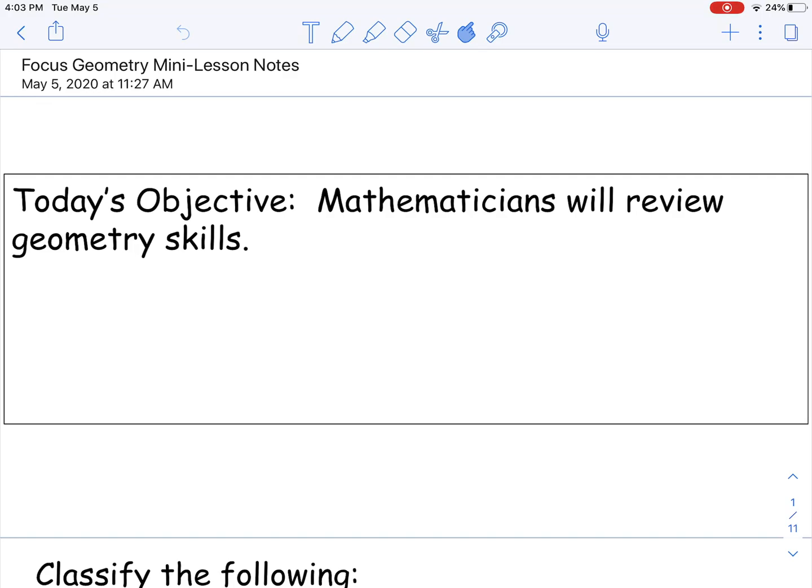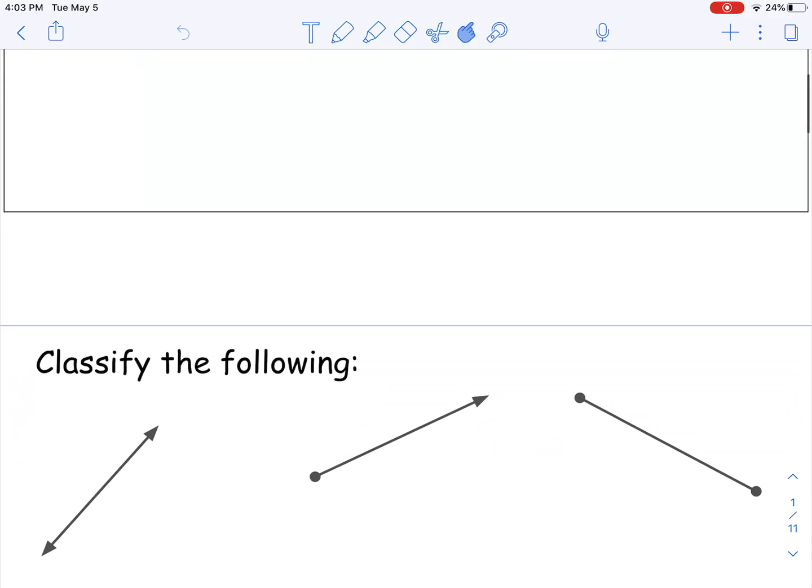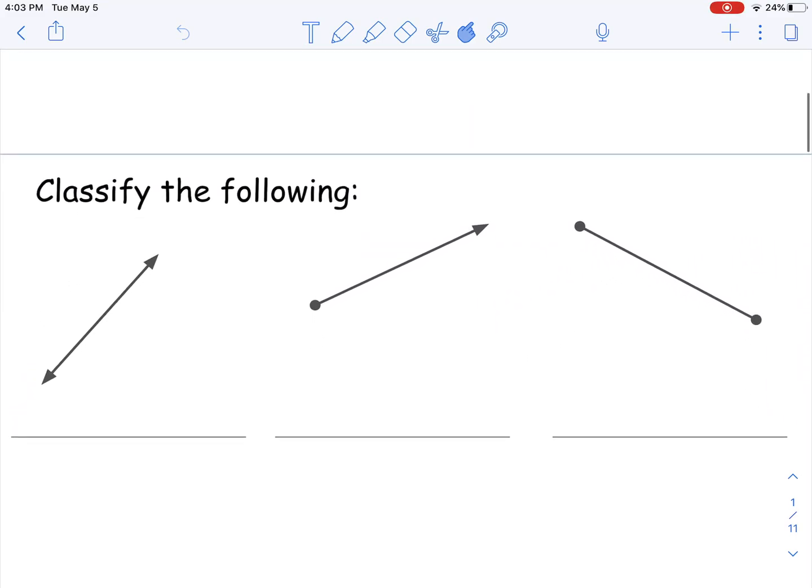Today what you're going to be working on is some geometry review. So, with no further ado, let's get into it. So you're going to be doing some classifying. First off, you're going to be classifying different building blocks of geometry.